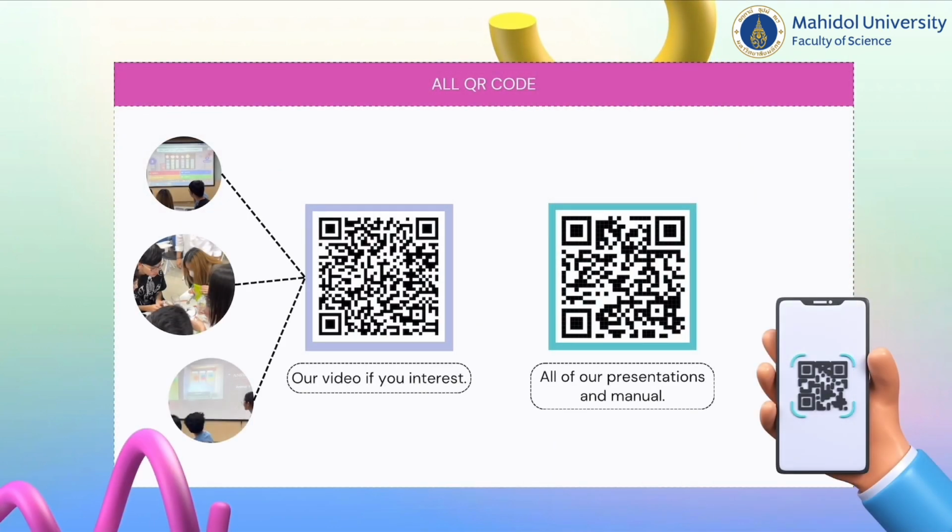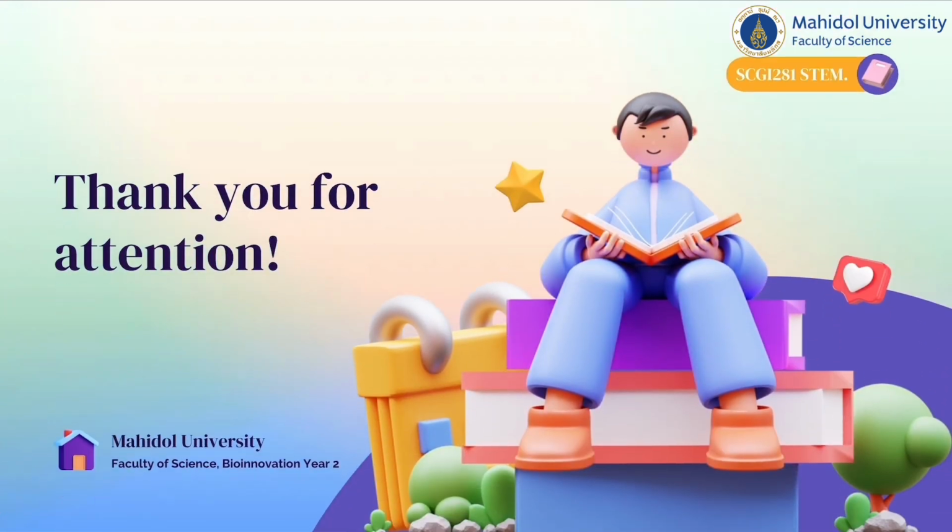Finally, this is a video of our whole activities, so you can scan and watch it if you're interested. And the QR code on the right side is all of the files that we used in this video. Thank you for your attention.